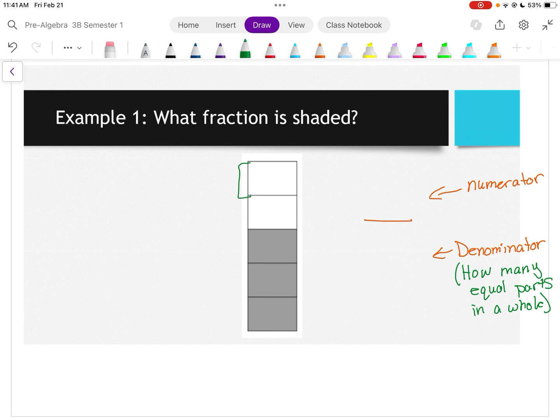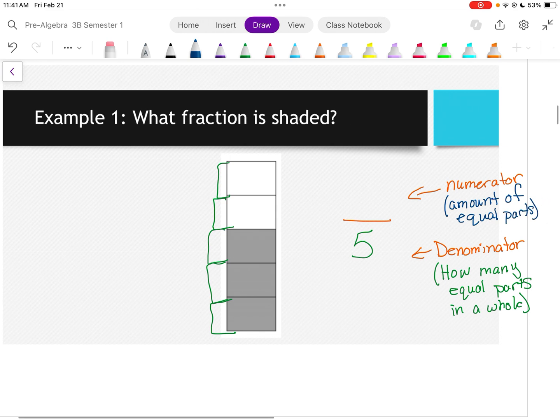So in this shape, we have 1, 2, 3, 4, 5 equal parts, which makes that our denominator. The numerator tells us the amount of the equal parts that we are looking at. So for this one, we have 1, 2, 3 shaded parts. So our numerator would be 3. That makes our fraction 3/5.